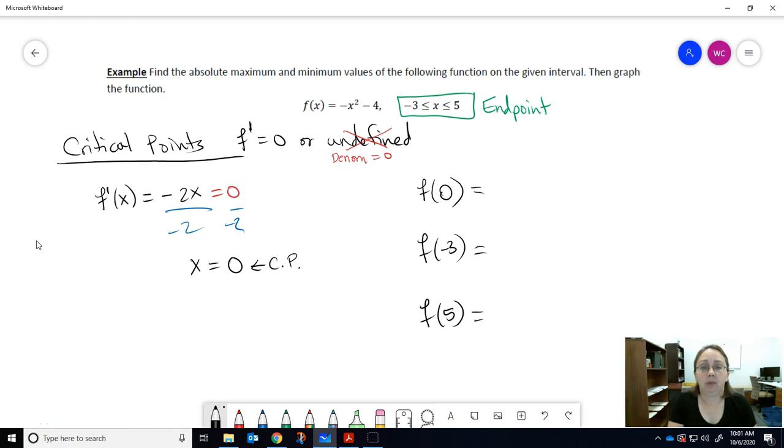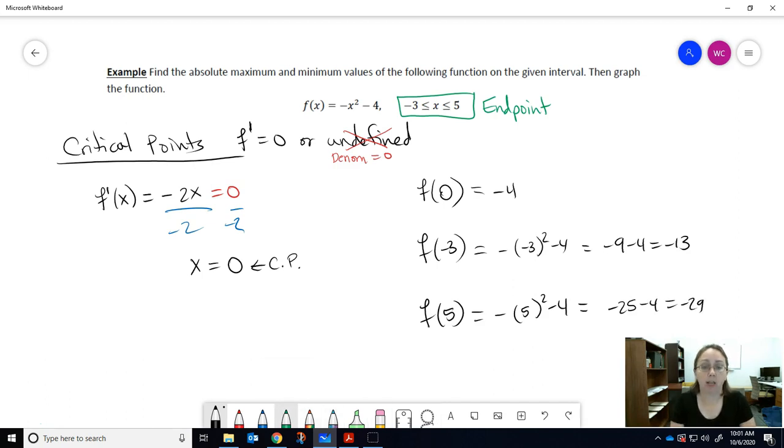All right, so if we plug 0 in, so 0 squared minus 4, that's -4. Plug in -3, but we have a negative outside of our square. So that's -9, minus 4 would be -13. Plug in 5, we have -5 squared minus 4. So that'd be -25 minus 4 or -29.